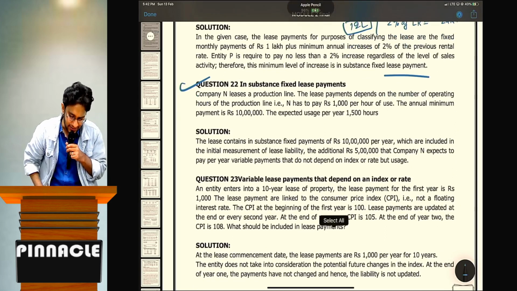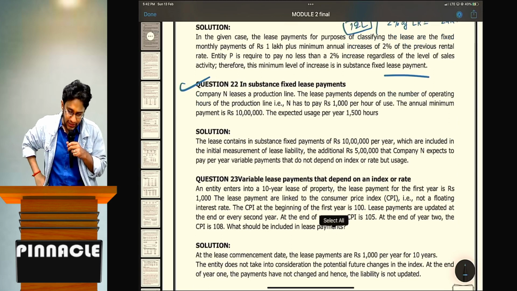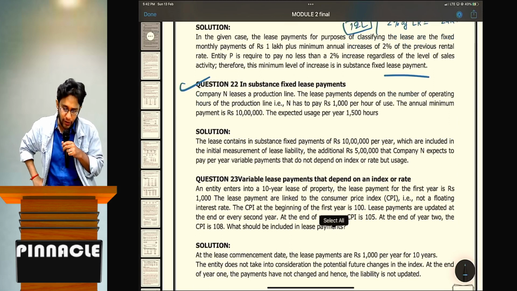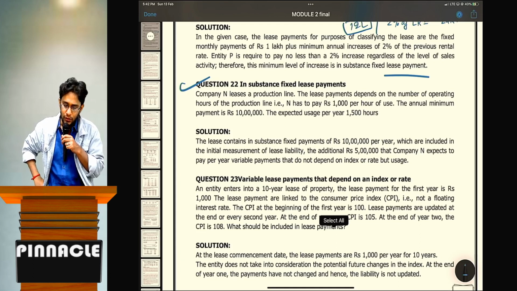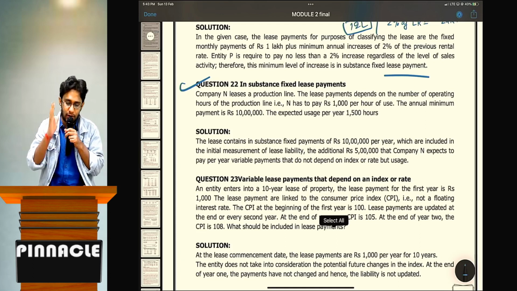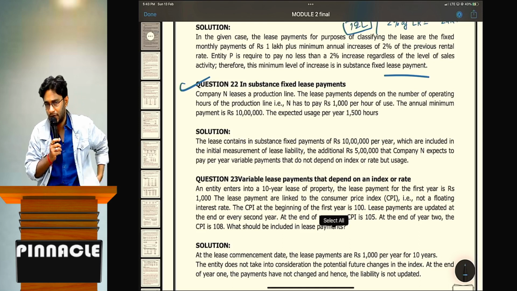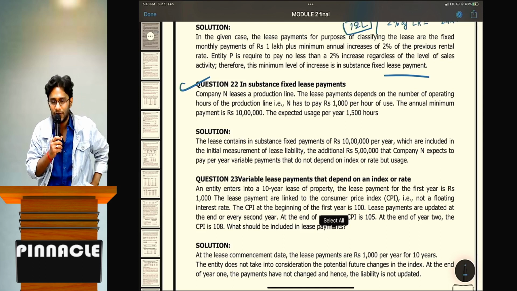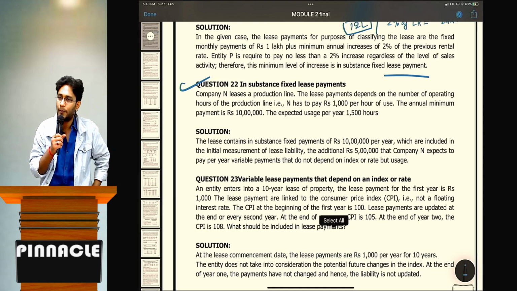Company N leases a production line. The lease payments depend on the number of operating hours of the production line. N has to pay rupees 1,000 per hour of usage. 1 hour I use, I have to pay 1,000 rupees. Directly linked to usage, sir. If I don't use, read further. The annual minimum payment is 10 lakhs.